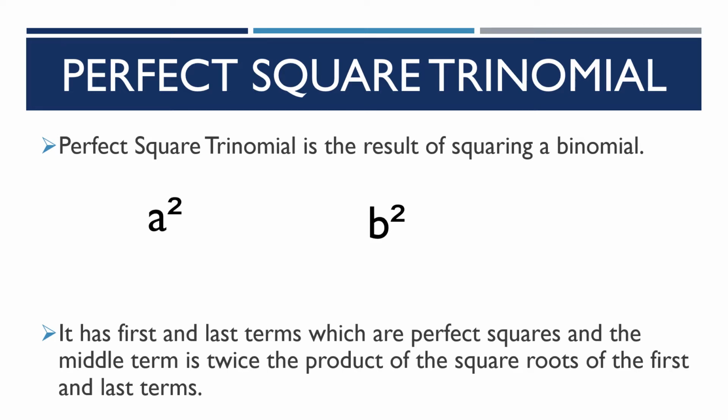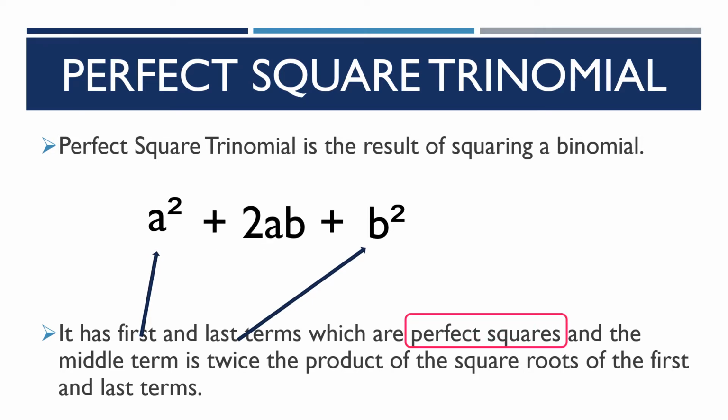Example, the perfect square trinomial has a first term of a squared, and it has the last term, which is b squared, which are perfect squares. Now, to get the middle term, that would be twice the product of the square root of the first and the last terms. So that would be 2 times a, which is the square root of a squared, times b, which is the square root of b squared.